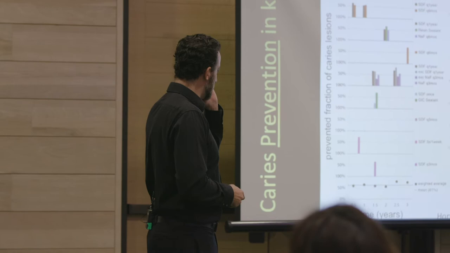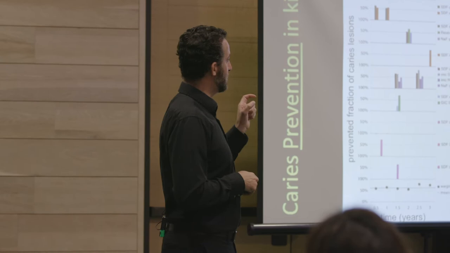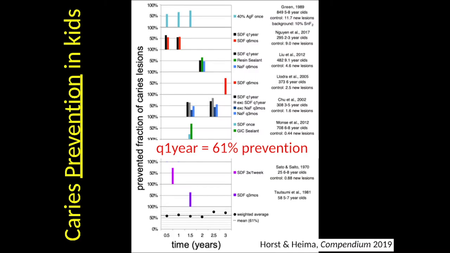And it turns out there are a lot of studies of using silver diamine fluoride on teeth that do not yet have cavities and watching whether they start having cavities. And overall, across all of the studies, whether it's 850 5-to-8-year-olds, 300 2-to-3-year-olds, 500 9-year-olds, et cetera, big studies, most of these are randomized clinical trials, some of them are controlled trials in some of these smaller studies. There seems to be a 61% prevention of cavities.